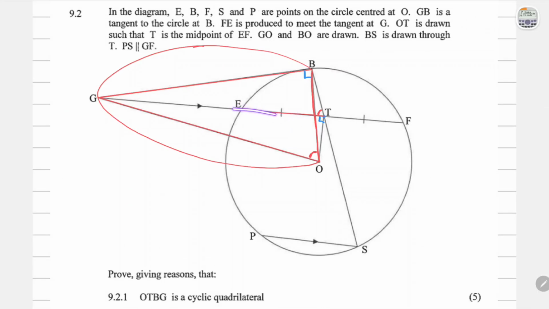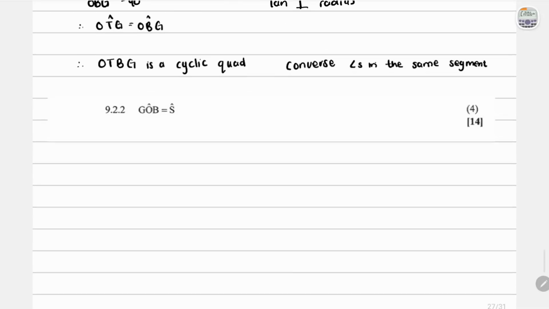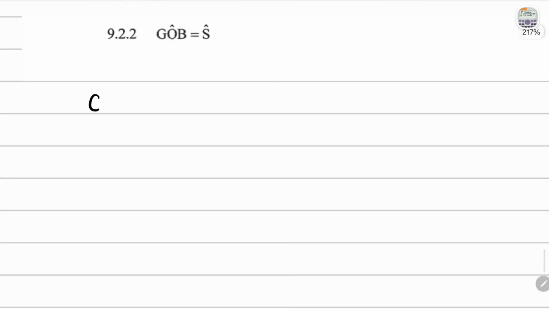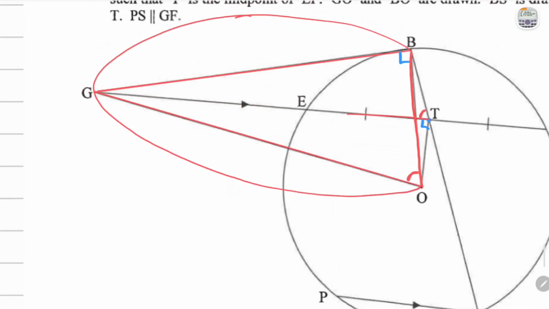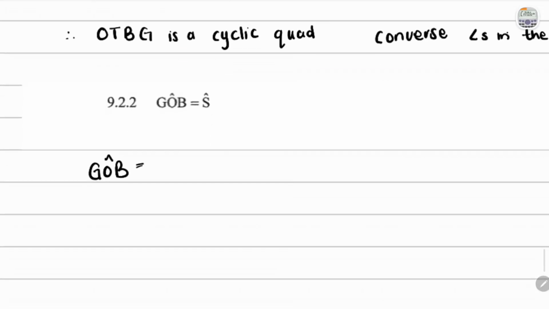And then remember that we have parallel lines. So these two lines, if they are parallel, it means that we have corresponding angles. So that angle is actually equal to angle S. And that is why GOB would be equal to angle S. Okay, so let's just go GOB. We can start off there and say that angle GOB is equal to that angle over there, which is angle GTB. We can just call it GTB, that's fine.